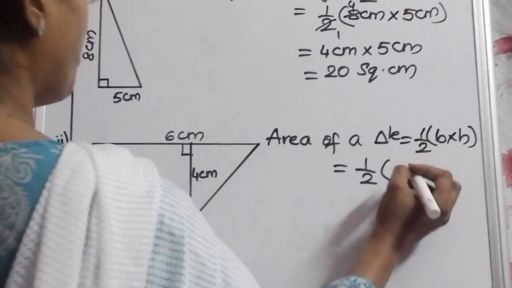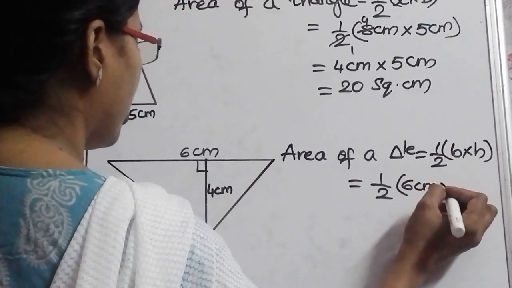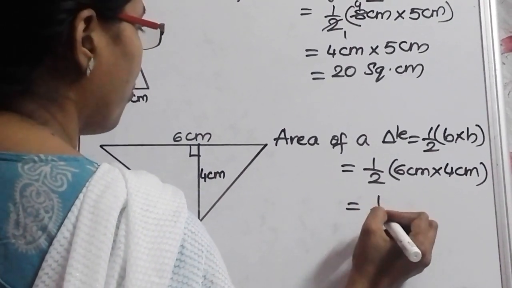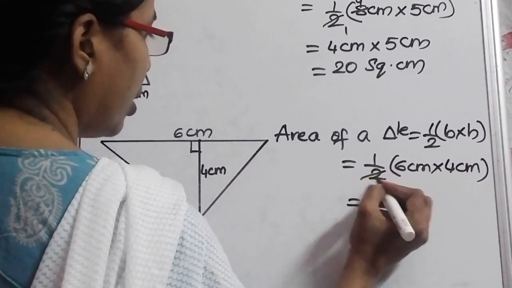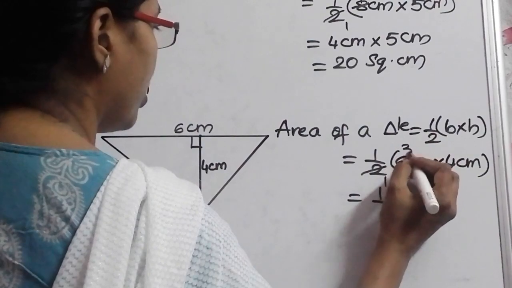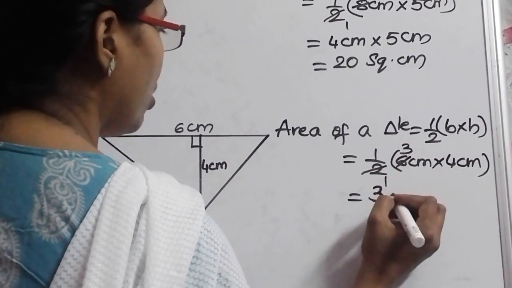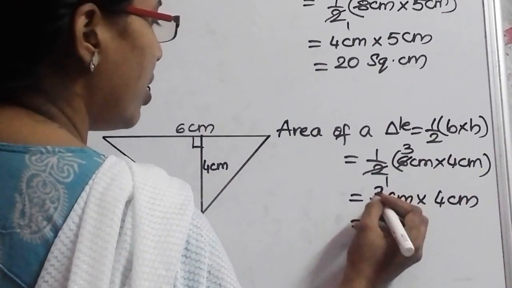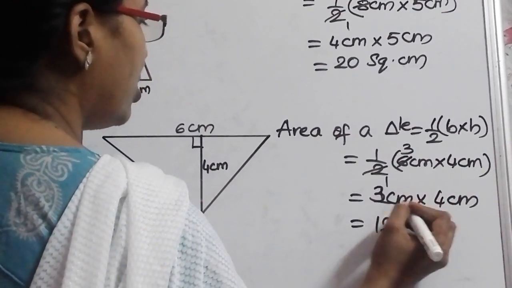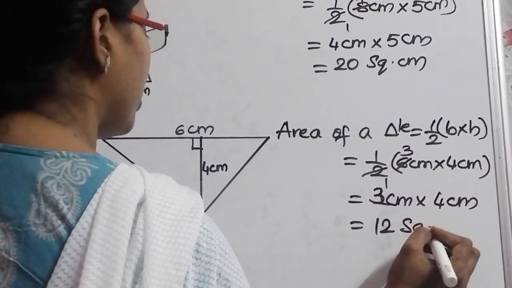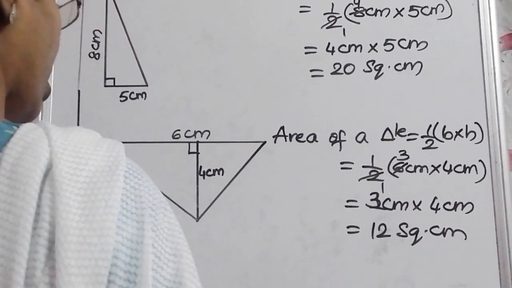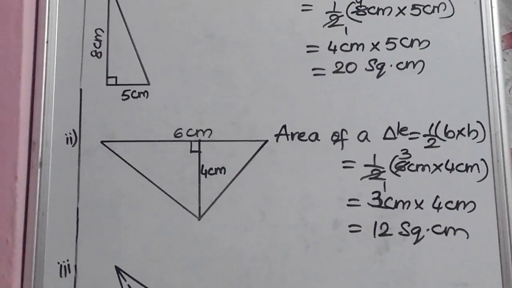Half. What is the base? 6 centimeters is the base and height is 4 centimeters. Half. Here I can cancel. 2 ones are 2, 2 threes are 6. So here you are left with 3 centimeters into 4 centimeters. 3 fours are 12. Centimeter into centimeter is square centimeter. So here you got the area of a triangle as 12 square centimeters.